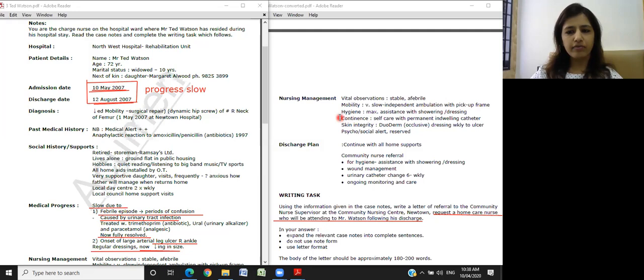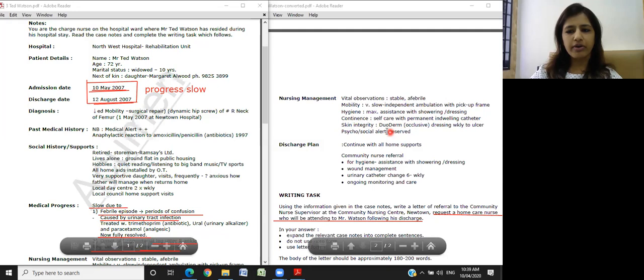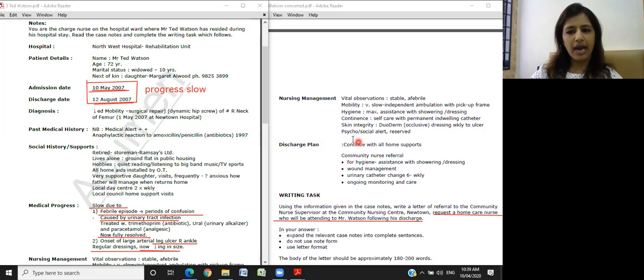Then for hygiene, they need maximum assistance with showering and dressing because the mobility is very slow. Continence, they have an indwelling catheter and self-care. Self-care means the patient himself is able to take care of that catheter. And how about the skin integrity? So skin integrity is because of that ulcer. Here it is given that deodorant dressing is to be changed weekly. And psychosocial status, how is he? He is alert and reserved.